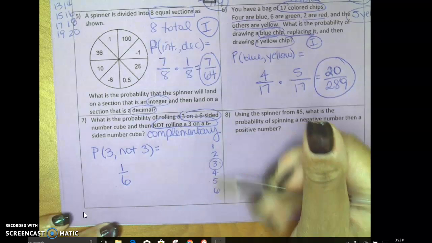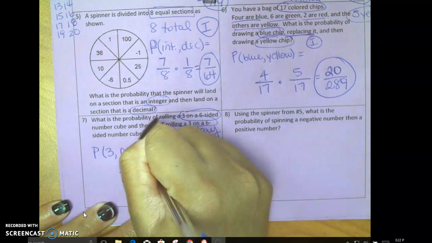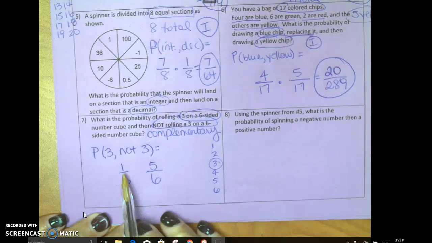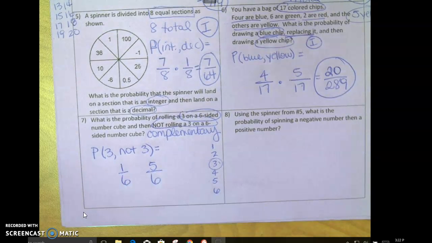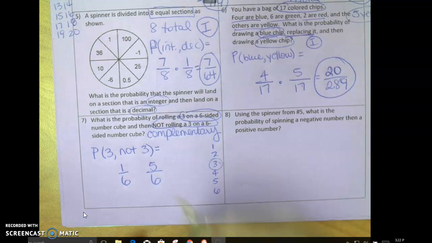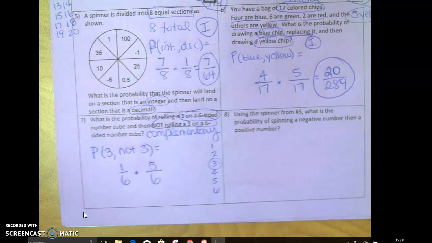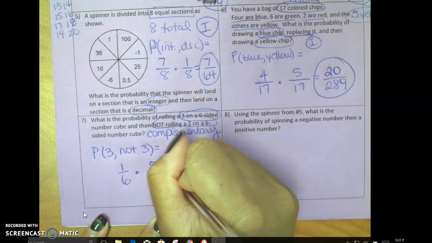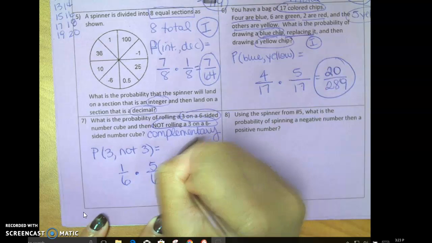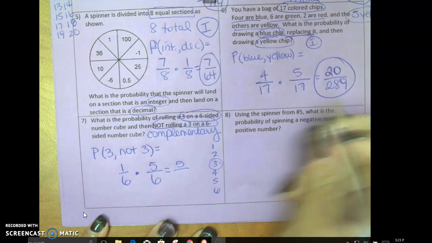5, because everything else is the 5 numbers that are left. So I have 1 plus 5 would give me 6 out of 6, which makes my whole, which is why it's complementary. But I'm going to multiply because that's what I'm supposed to do for compound probability. 1 times 5? 6. You're adding. I'm tricking you. And 6 times 6? 6.